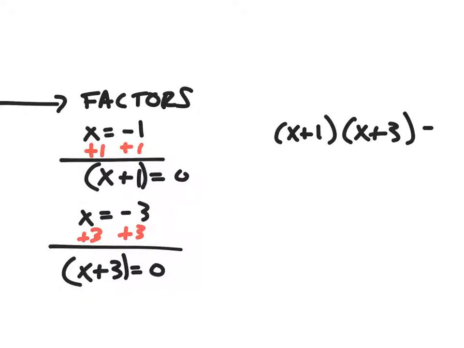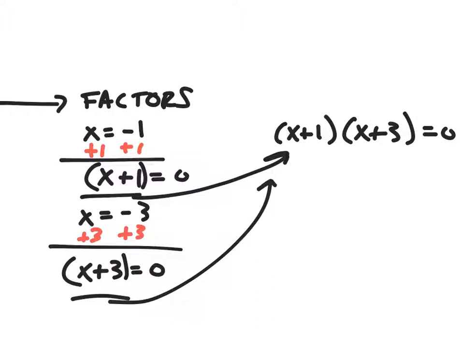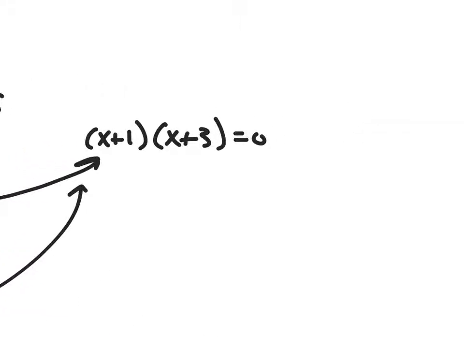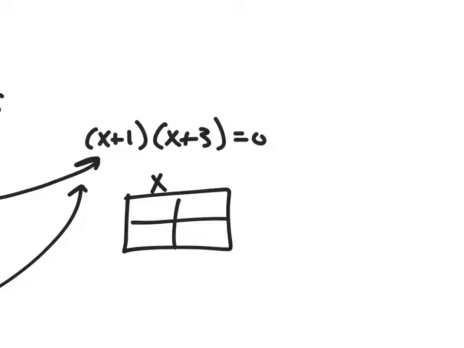Okay, and I set that equal to 0. So I get my factors here, and then I multiply them together. Now at this point, you can either use FOIL or you can use the box method. I'm just going to go ahead and use the box method because I like the box method. x plus 1, x plus 3.